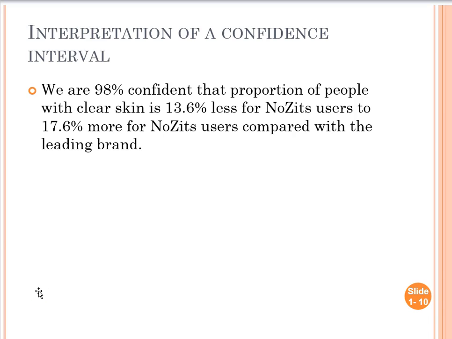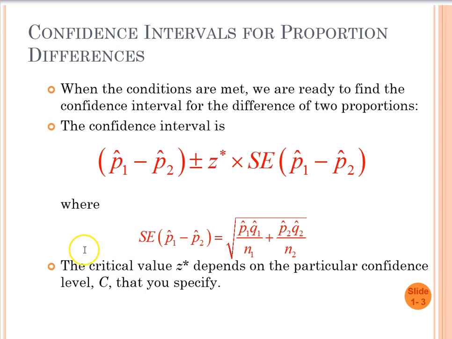So again, the way that we want to interpret this confidence interval is that we are 98% confident that the proportion of people with clear skin is 13.6% less for Nose-It users to 17% more for Nose-It users compared with the other leading brand. So the clear skin could be either less than or more than the other leading brand, or it could be the same as the other leading brand. It's not clear from this sample, and so we don't have evidence that there is a difference between these two groups. So that's how you construct a confidence interval.